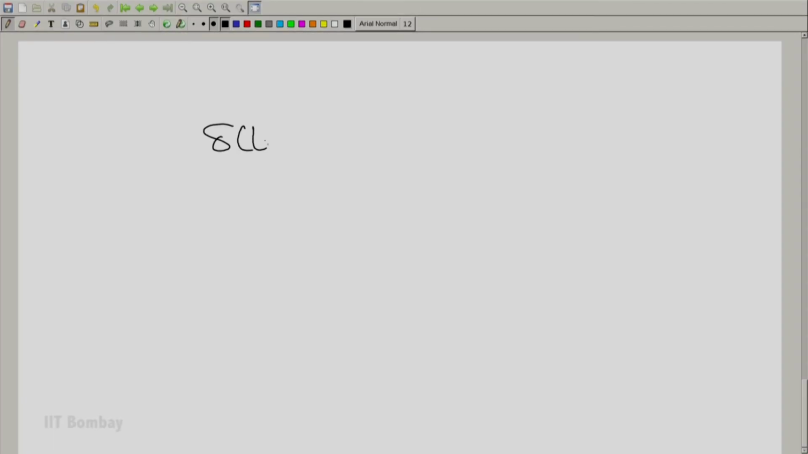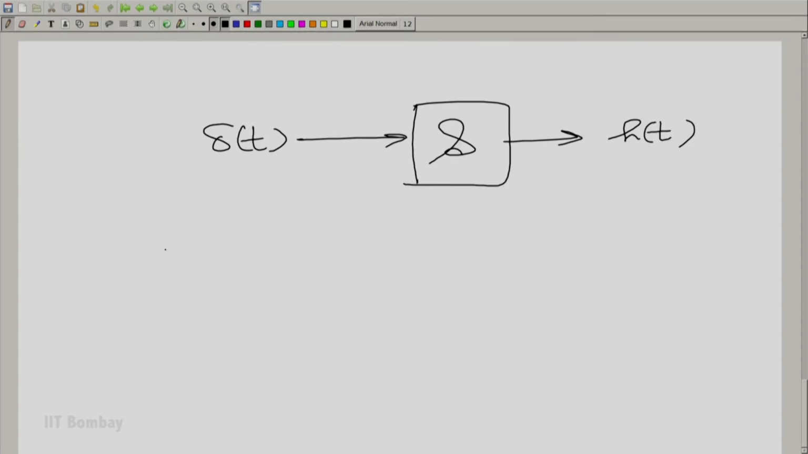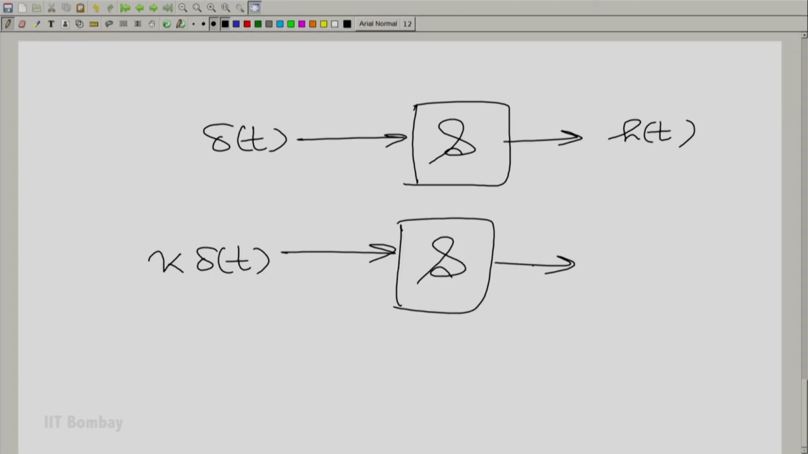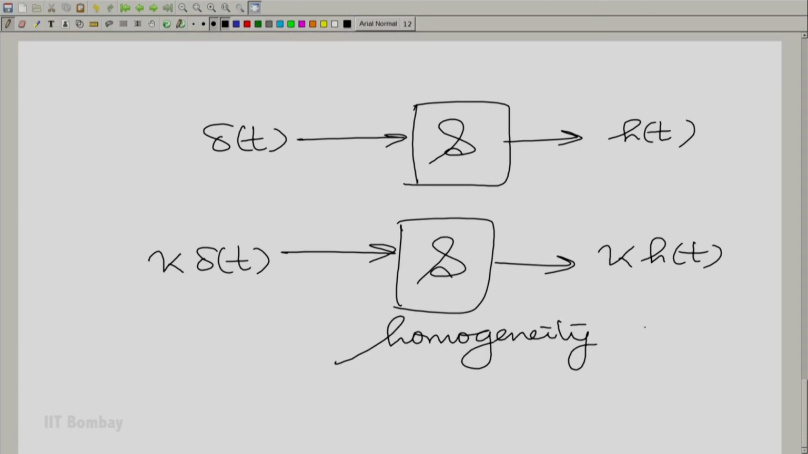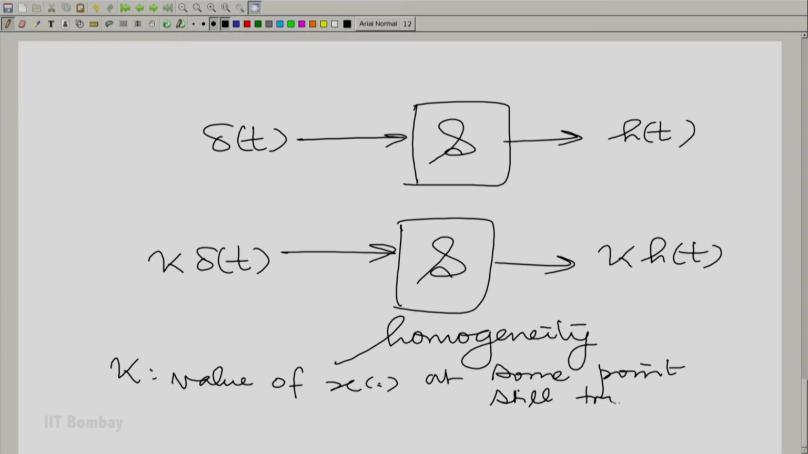Now, let me bring in homogeneity. So, if I know that delta t results in h of t, then I also know that when I multiply delta t by a constant, let us say kappa, it should result in kappa times h of t. This is a consequence of homogeneity. And in particular, if kappa were to be essentially the value of x at some point, this is still true. Let us keep that in mind.